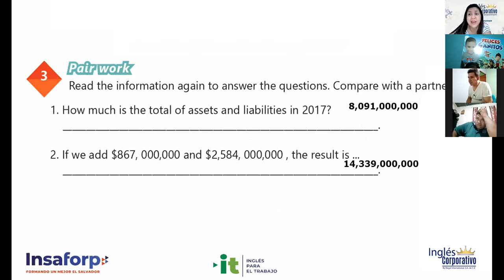Oh. Okay, now we have another exercise here. How much is the total of assets and liabilities? We have it in the previous one, right? If we add 867 millions and 2,584 millions, the result is? What is the result?